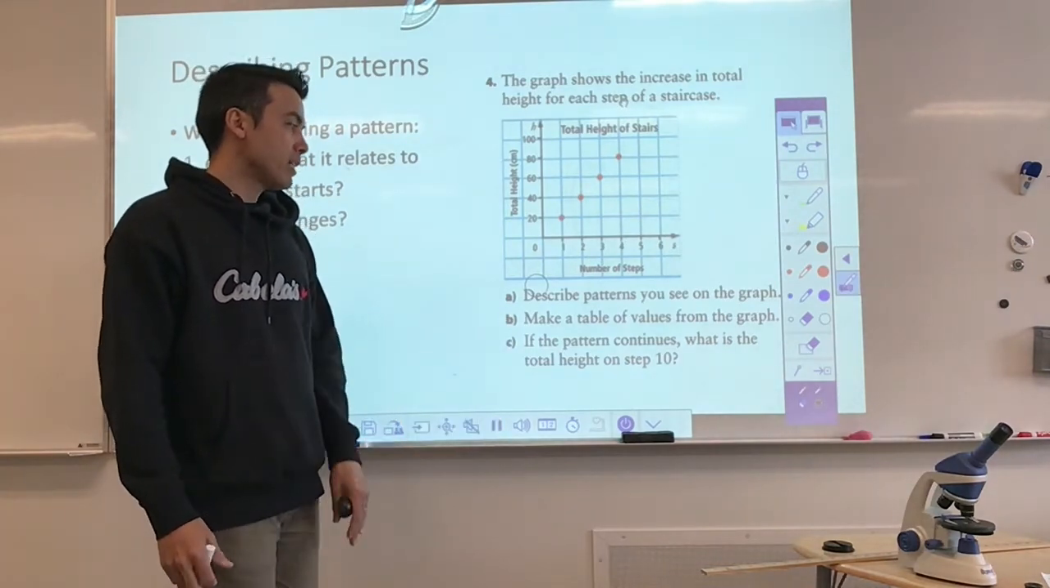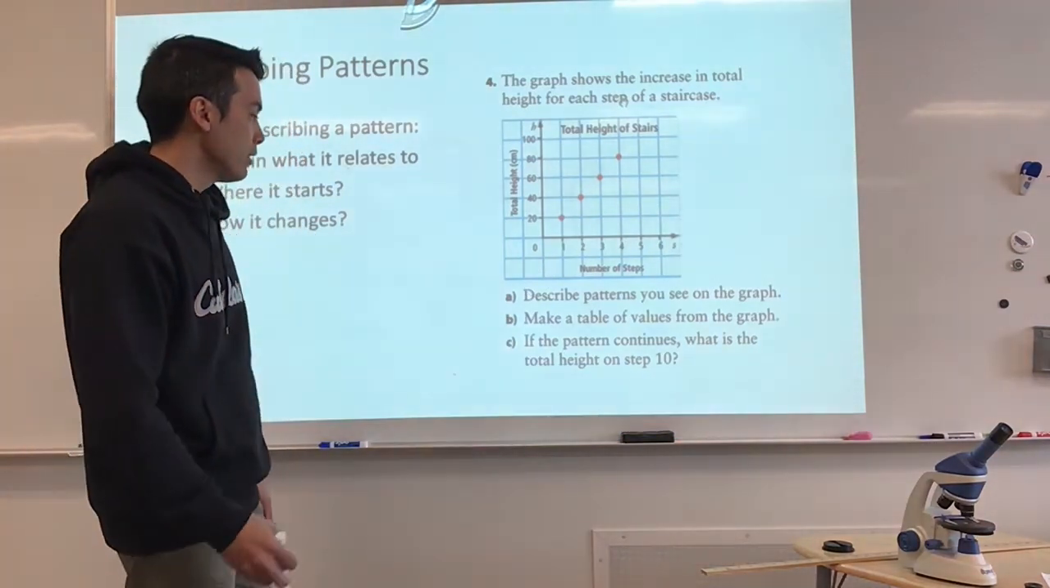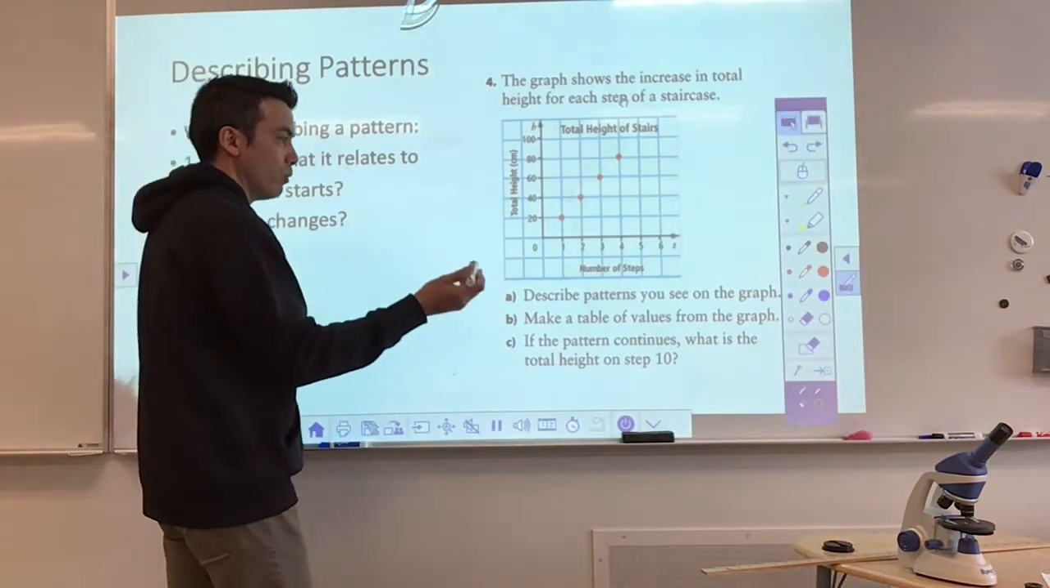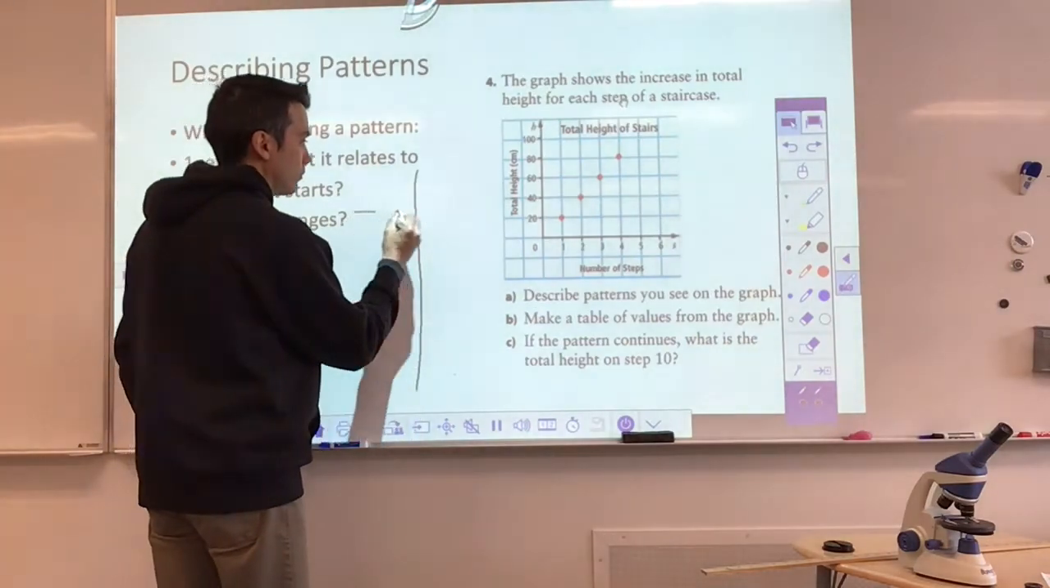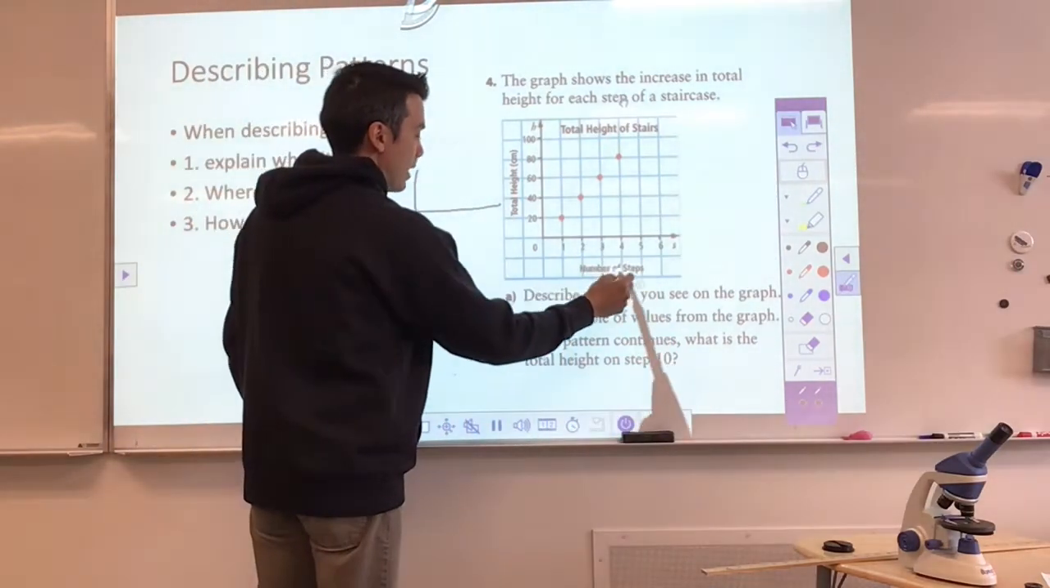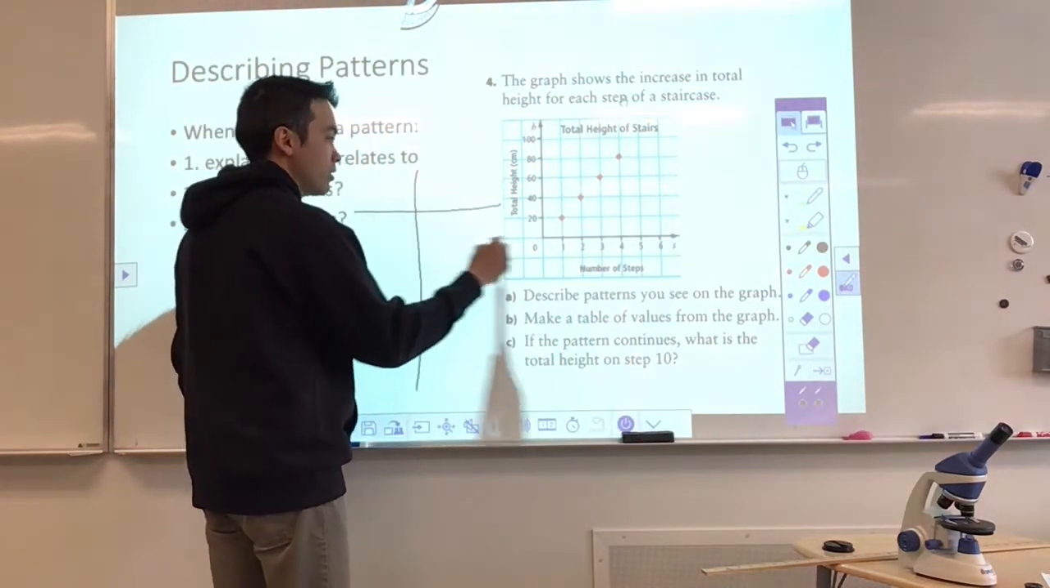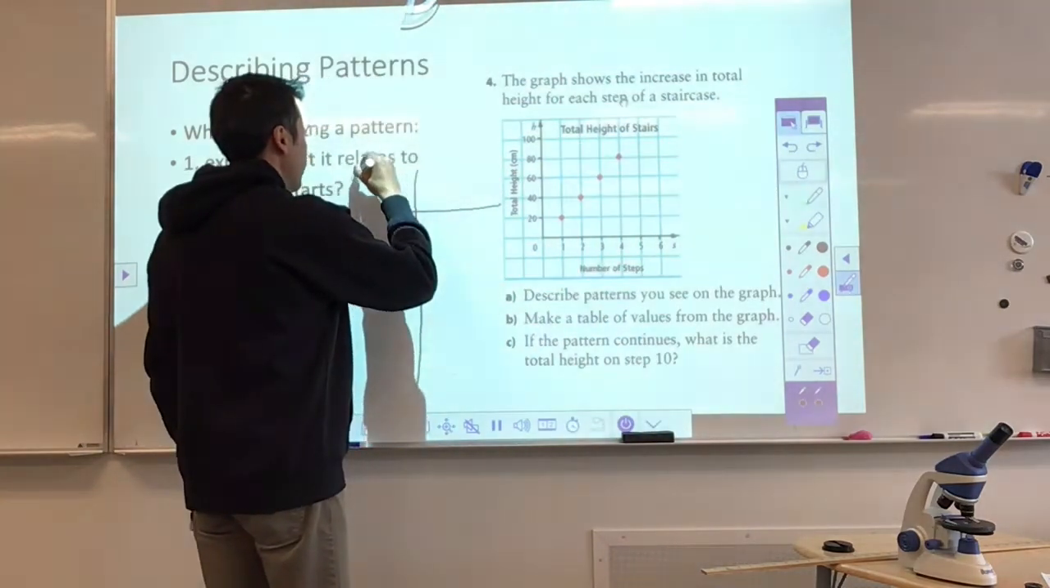Number B, make a table of values from the graph. So if I'm asked to do this, I'm going to start with a T. The number of steps. This first column relates to my x-axis, so I'm going to put number of steps here.